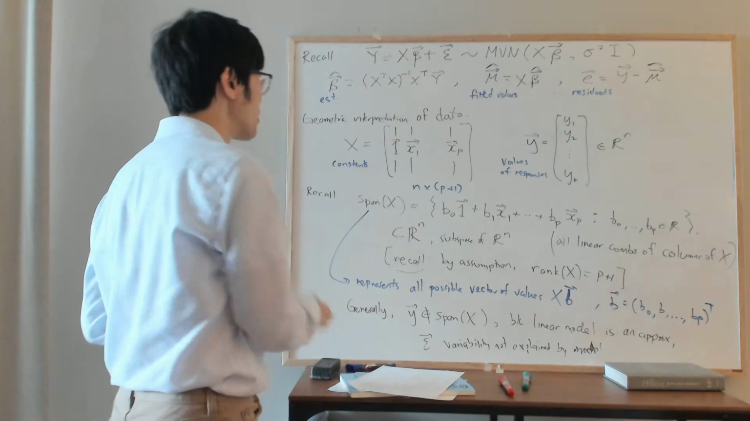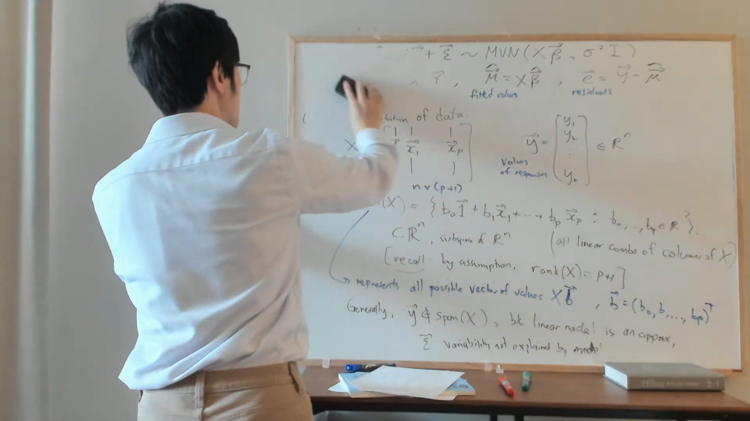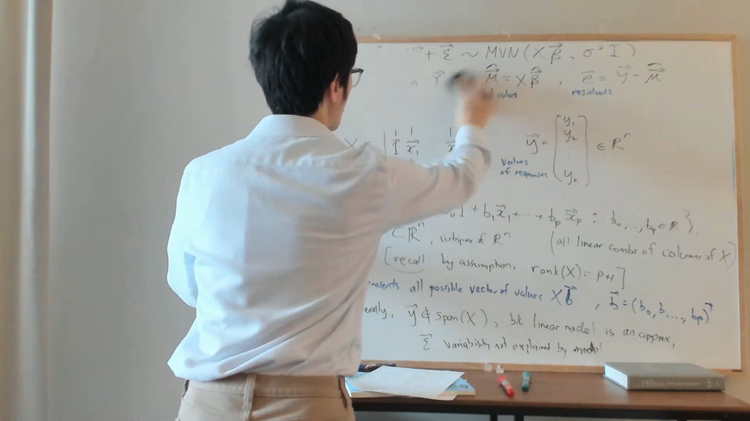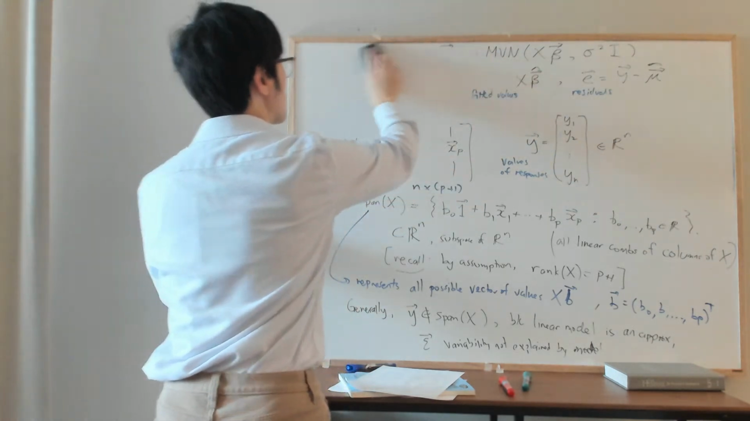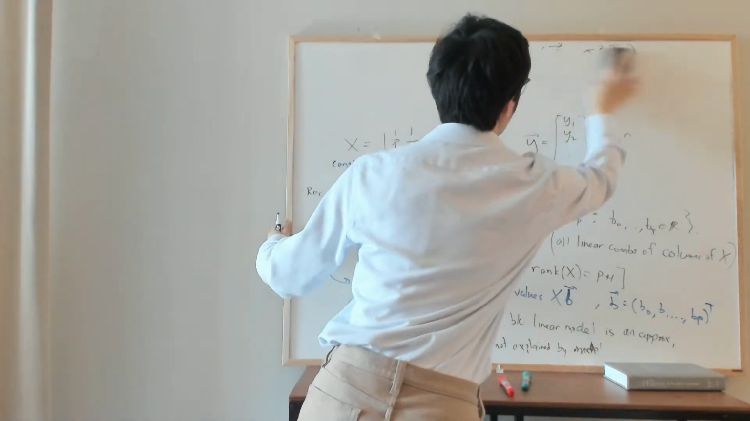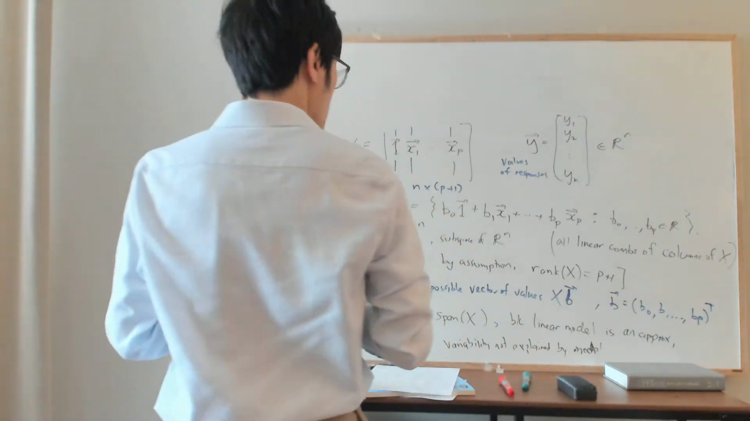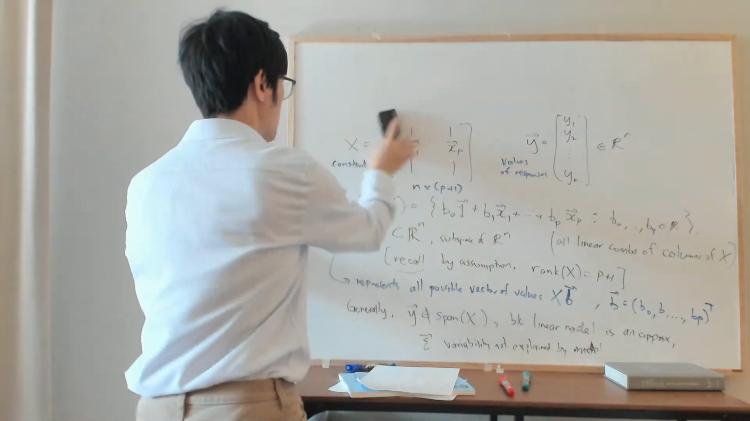Okay, so now we can put everything together as a picture, and we can see in this sense why our least squares estimates are sensible. Let me do this more.